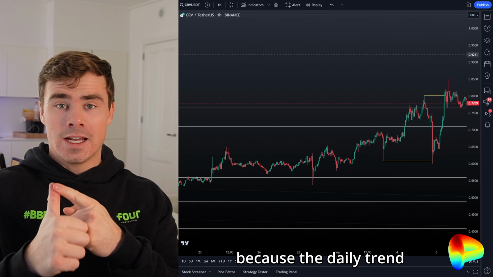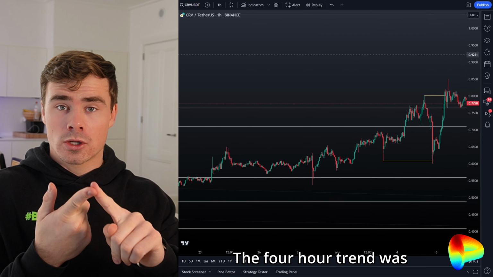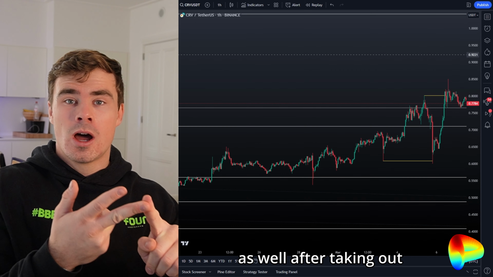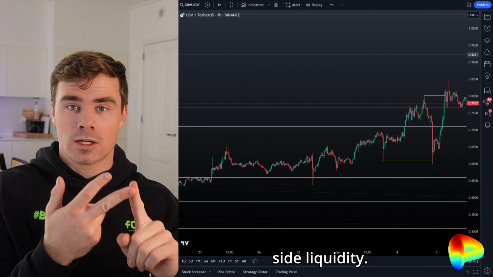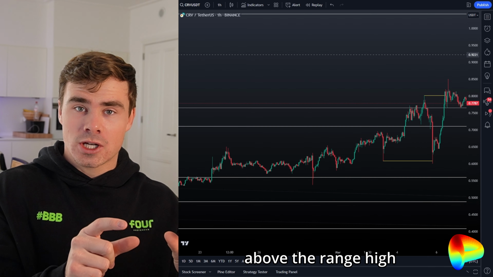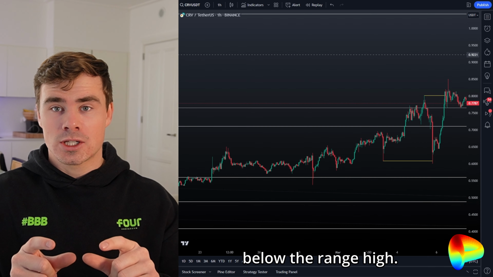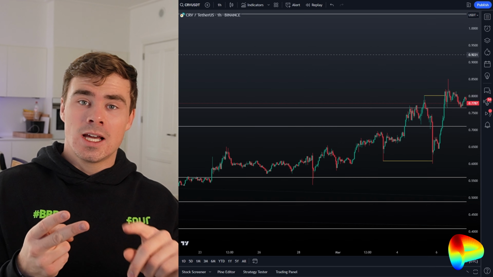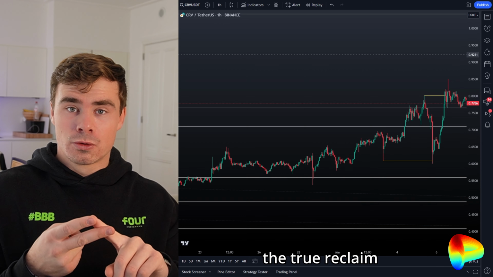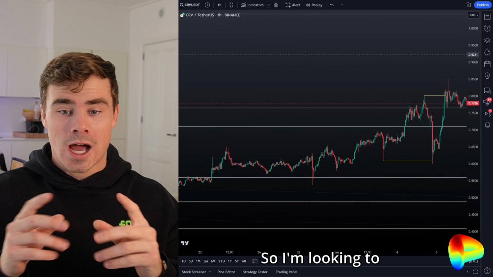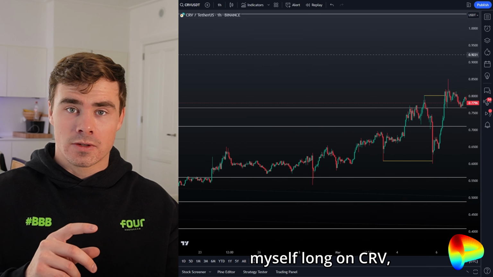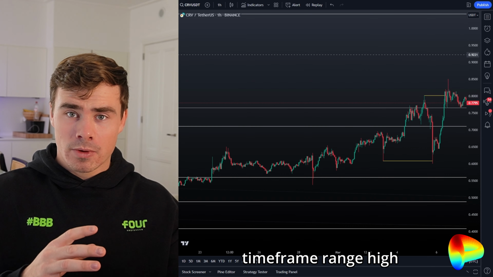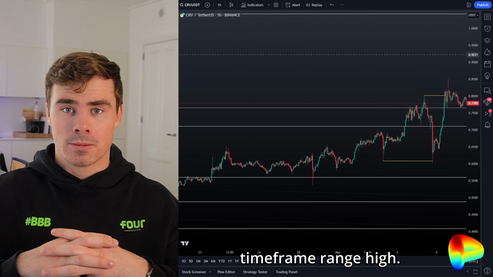Because the daily trend is to the upside, the 4-hour trend was already towards the upside, and now the hour 1 trend has shifted towards the upside as well after taking out crucial sell-side liquidity. We have a deviation above the range high that led to a deviation below the range high, and now we once again reclaim that range high. And I've taught you guys that usually that second reclaim is the true reclaim before a potential expansion. So I'm looking to position myself long on CRV, execute a long trade to target a breakout above this lower time frame range high towards the higher time frame range high.